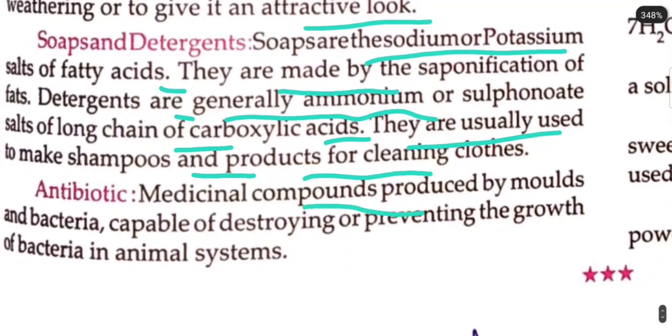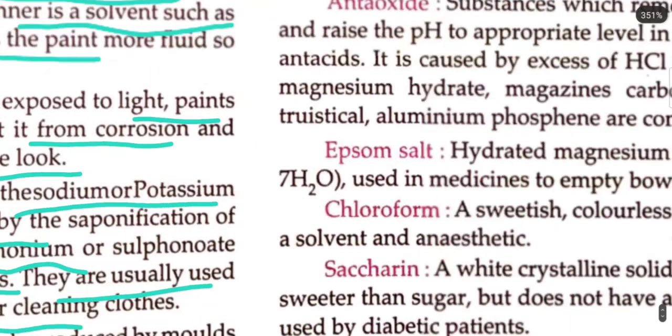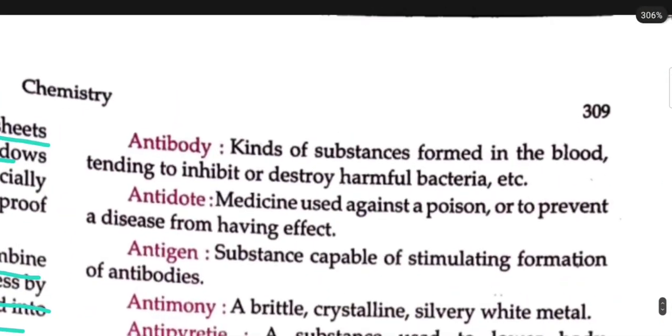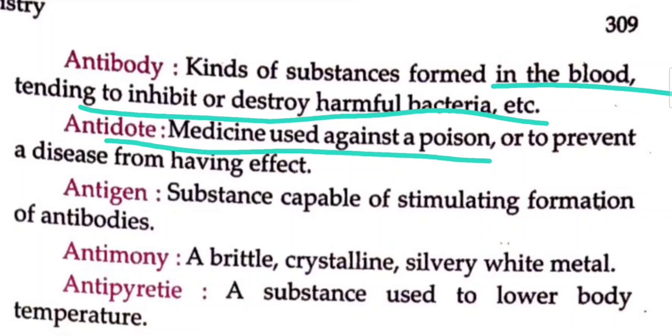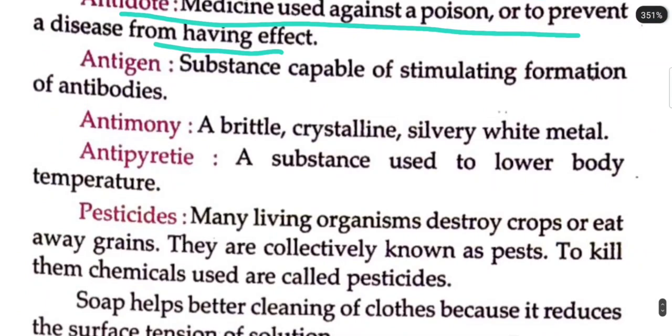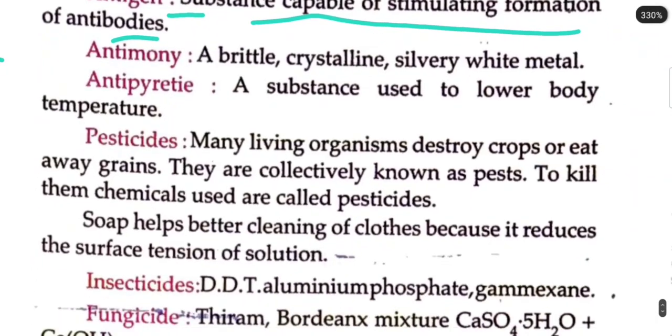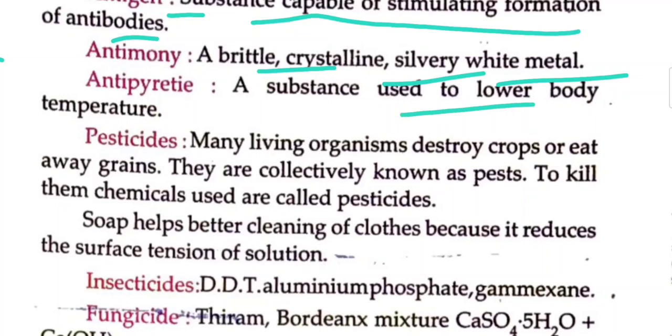Antibiotic medicines are compounds produced by molds and bacteria, capable of destroying or preventing the growth of bacteria in the animal system. Antibody, a kind of substance formed in the blood tending to inhibit or destroy harmful bacteria. Antidote, medicine used against a poison or to prevent a disease from having effect. Antigen, a substance capable of stimulating formation of antibodies. Antimony, a brittle crystalline silver-white metal. Antipyretic, a substance used to lower body temperature.